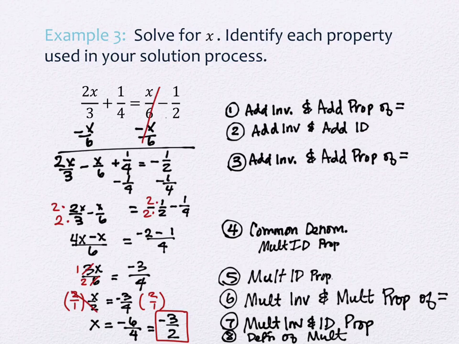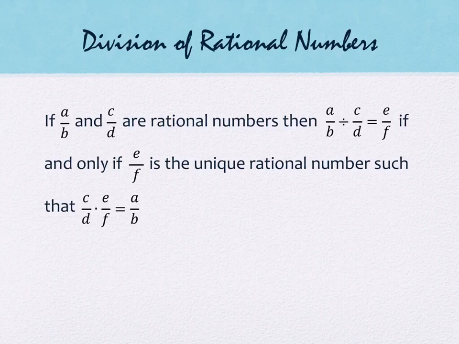Okay, so we're about to look at division. Y'all ready? All right. Division of rational numbers. Here we go. If a over b and c over d are rational numbers, and we're dividing a over b divided by c over d, it is equal to e over f if and only if e over f is the unique rational number such that c over d times e over f is a over b. So jot that down, and I'll do some just whole numbers so you can see it work out what it's telling you a little bit more directly.